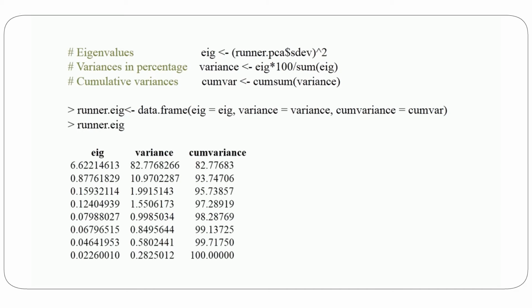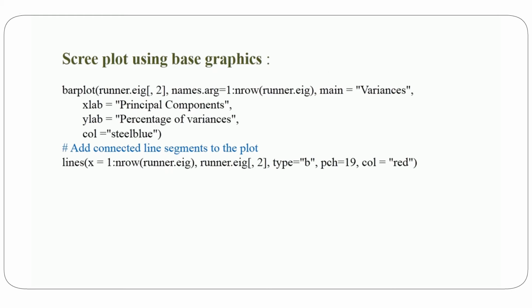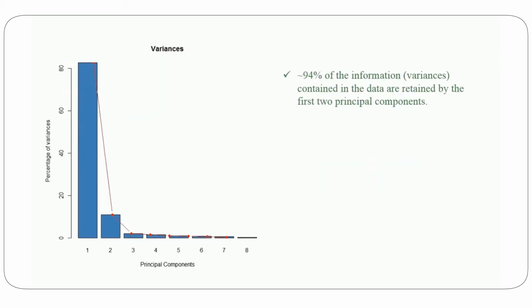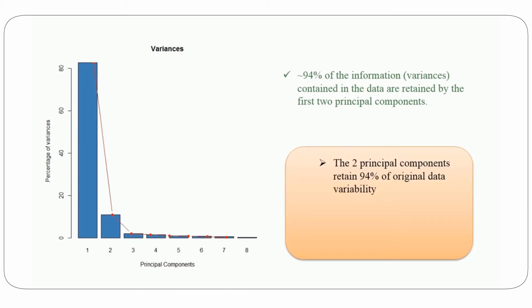So, we see from the third column that the first principal component explains about 83% of the total variability and the first two principal components explain about 94% of the total variability. Next, we look at the scree plot using the base graphics. Here is the R command for the bar plot, and we add line segments to the plot, and this is how the scree plot looks.